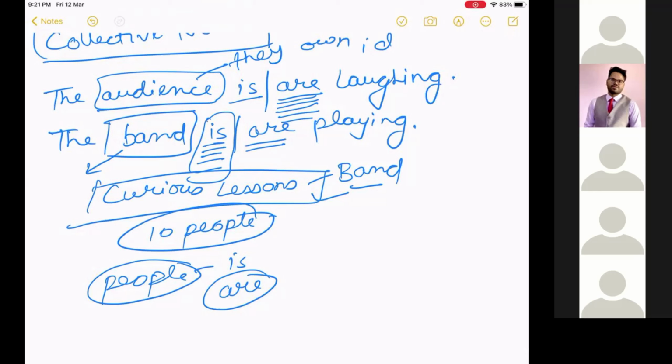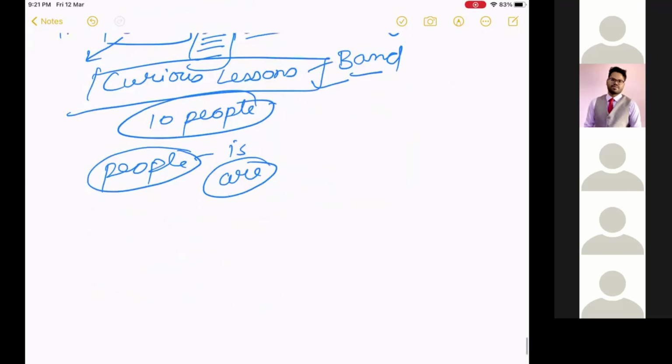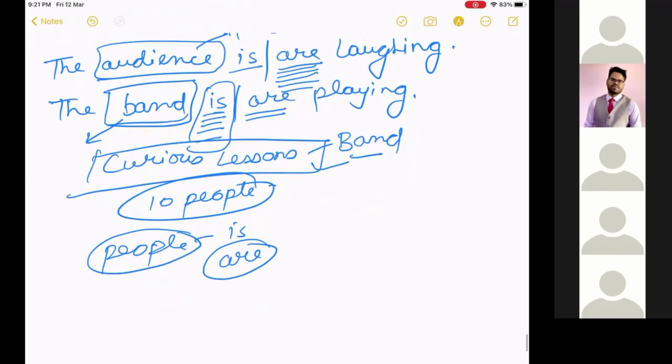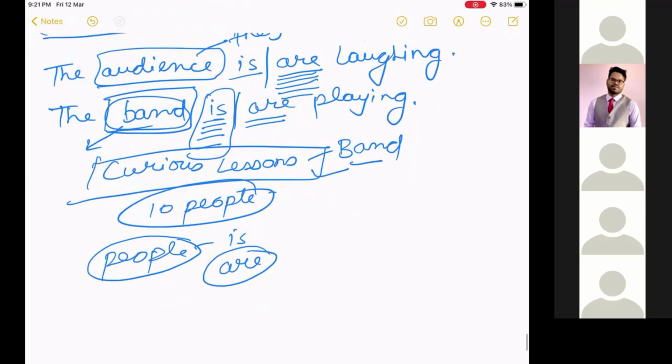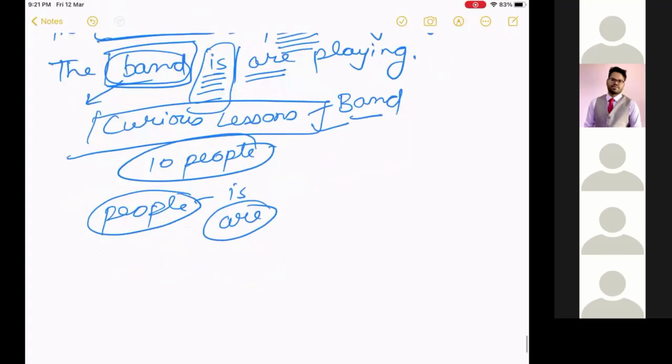In this way you can remember, though there's a definition to this, and I'll tell you the definition as well. If the group members are all acting together as one, use a singular verb. For example, in this band, all are acting together as one, performing a particular song. If the members of the group are acting as individuals, as in the audience case, we use plural. Is it clear? No. Okay, I'll give more examples.